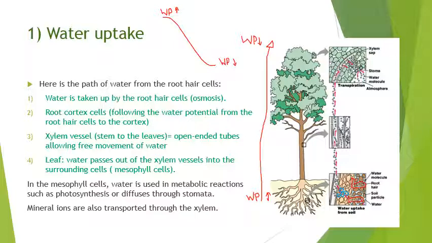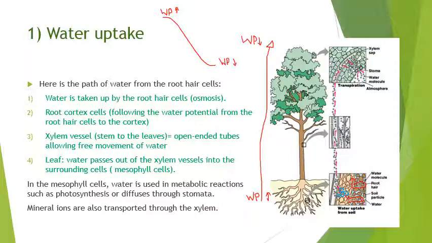into the leaves. And in the leaf, the water passes out of the xylem vessels and into the surrounding cells called the mesophyll cells, which we know already because we have talked about the structure of the leaf. In the mesophyll cells, water is then used in metabolic reactions, in particular photosynthesis, or any water that isn't used, it diffuses through the stomata.